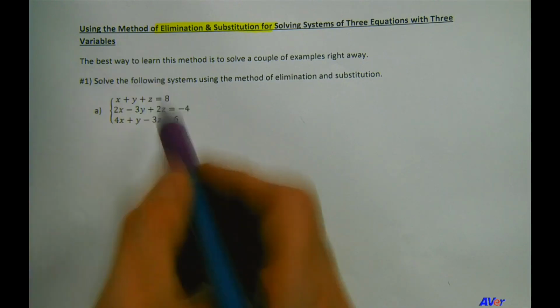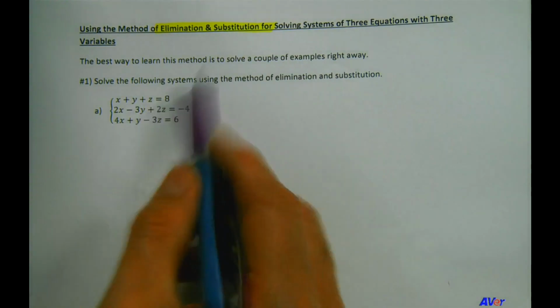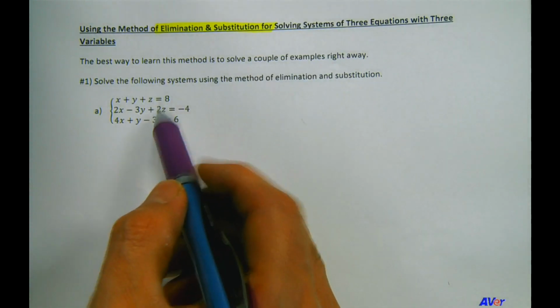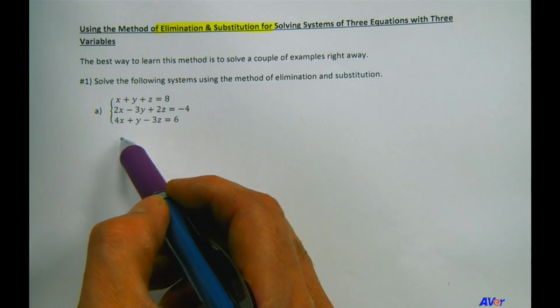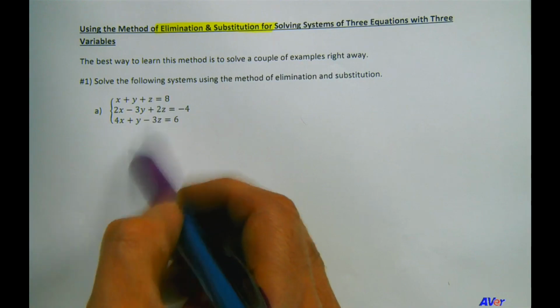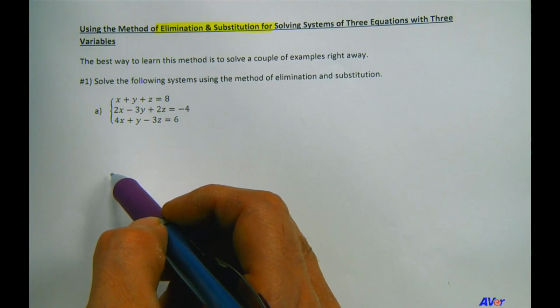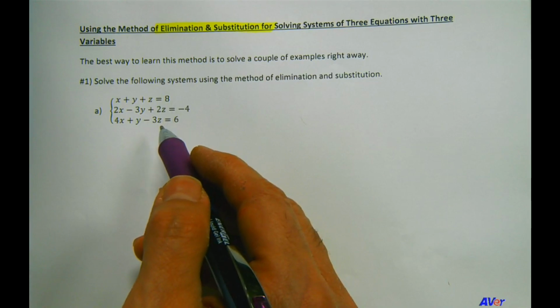See, with the 3 equations, 3 unknowns, we can't apply the elimination and substitution right away. We must reduce this system of 3 equations, 3 unknowns to a system of 2 equations and 2 unknowns. So we must make this system smaller in order to apply that method. Well, how will we do that? Well, this is the part that you're going to learn in this section.